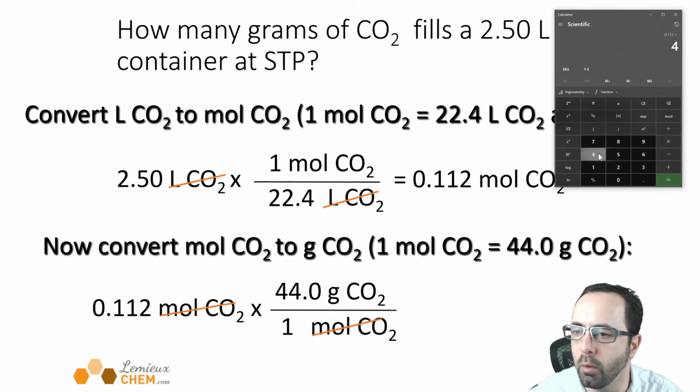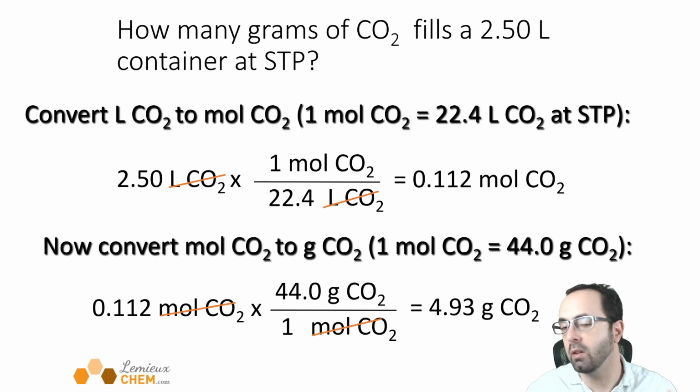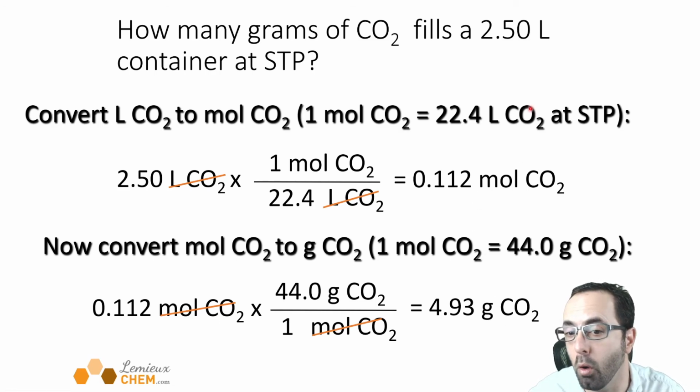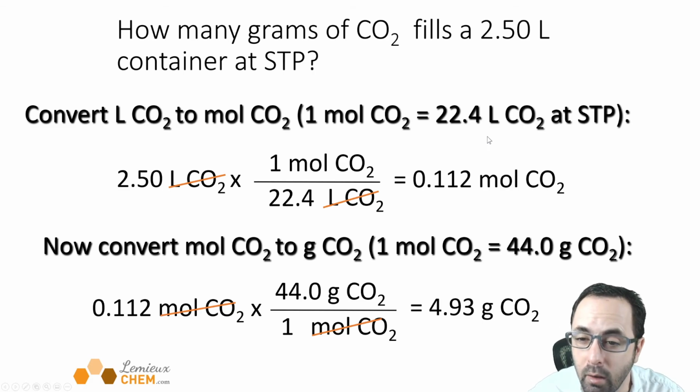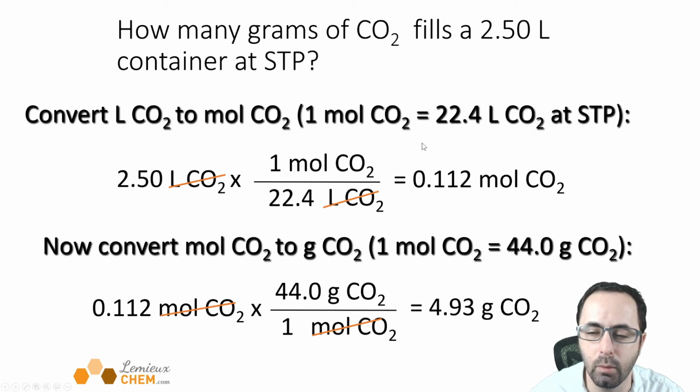0.112 times 44. And we'll round this to 3 sig figs. Since that's an 8, we'll round the 2 up. 4.93 grams of CO2. Great. Okay. And so that's how we can use this: 1 mole of any gas is 22.4 liters. A very handy relationship, as long as we're at STP. That's really important. So if you see STP, be aware that you can use this relationship.